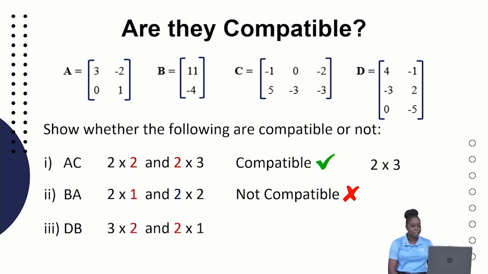Finally, DB. Matrix D is a 3 by 2 matrix, and B is a 2 by 1 matrix, and this would be compatible for the reasons we've been stating. And so the result for this multiplication would be a 3 by 1 matrix.